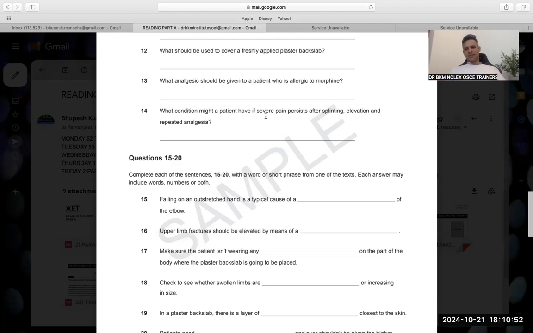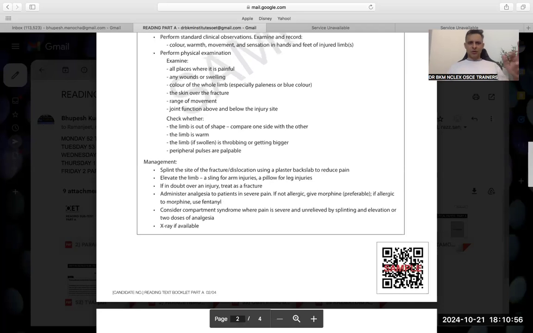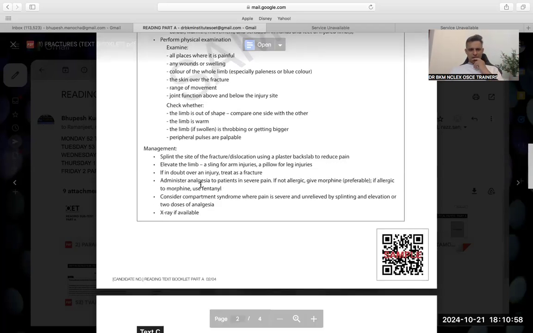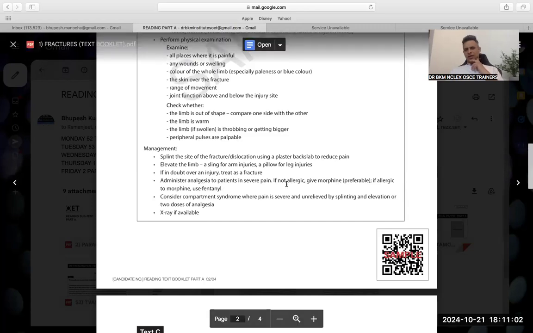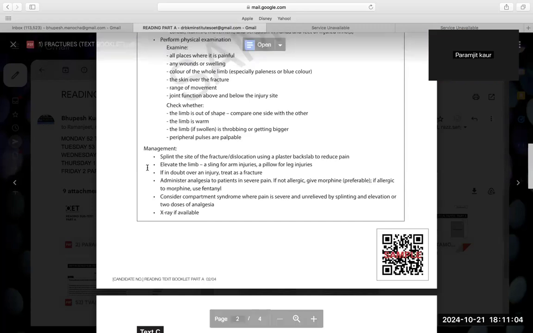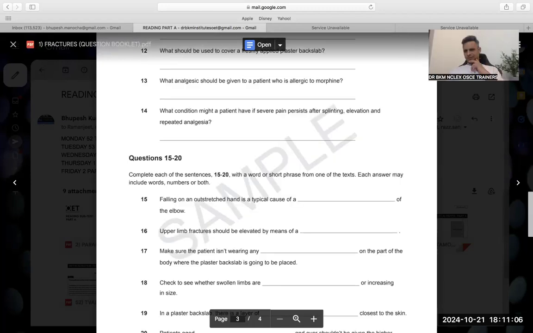Which condition might a patient have with severe pain, persisting despite splinting, elevation, and repeated analgesia? So where can it be? In this only elevation and splinting are given. So it should be around here only. Right? It should be over here, in the last one.